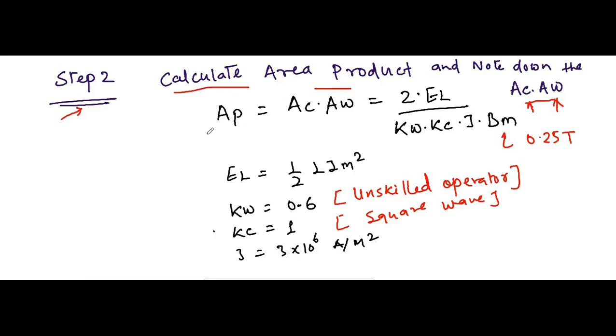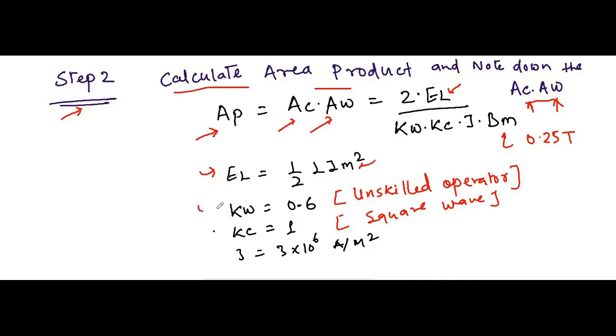In order to calculate the value of AP, what is the formula? AP equals area product equals AC into AW, the cross section area of the core multiplied by the window area of the core, and the formula is 2 into energy stored in inductor, 2EL, divided by KW KC J into BM, wherein the value of EL equals half L IM square, where IM is the peak current of your inductor.